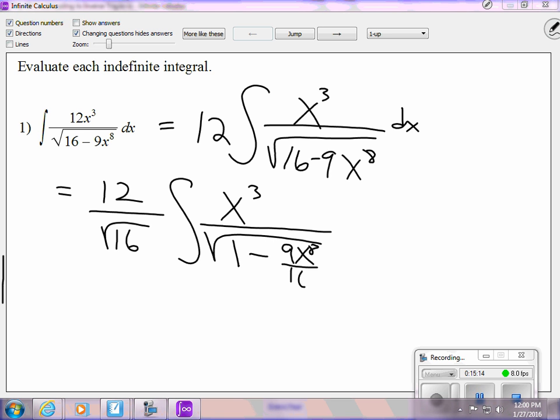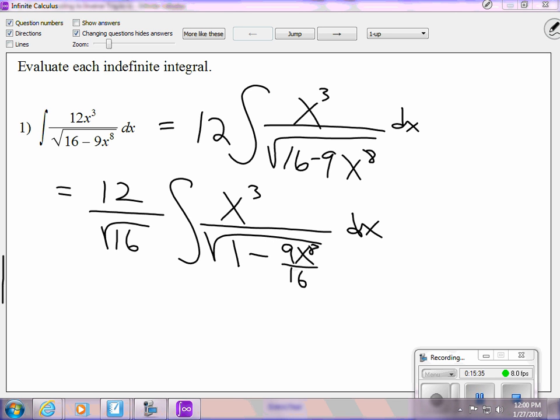9x to the 8th over 16. You can see that when you distribute the 16 back, you'll be right back there. You just divide each term by whatever you pulled out. Okay, so now we have a 1 there. What's the other special step after we get the 1?